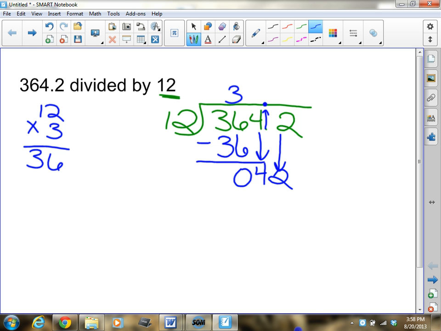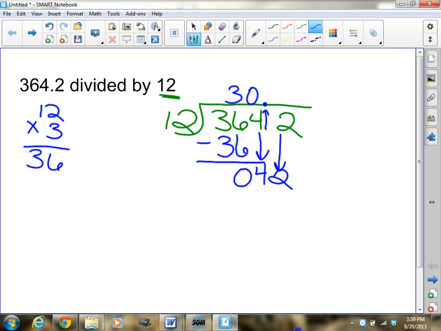12 into 42. But before I do that, I need to back up because I forgot a step. 12 can't go into 4. So I need to add a 0 in that place. It goes into it 0 times. So I put the 0 in the ones place. Now I can look at 42.